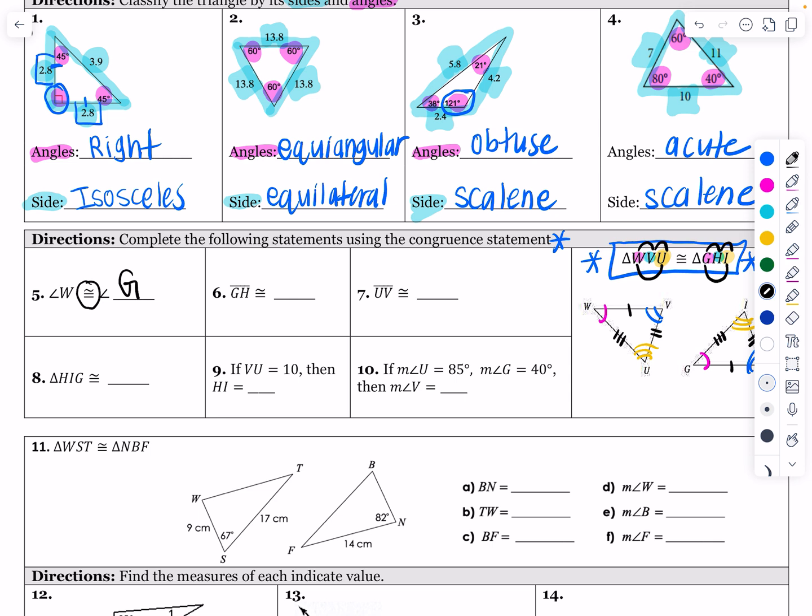So what segment is going to be the same as GH? That's pink and then blue. The other triangle, that is going to be WV in that order. Okay. UV is going to be yellow and then blue. So what's yellow and then blue? I and then H. So all of these are congruent symbols, which is why I know that I'm filling in letters.